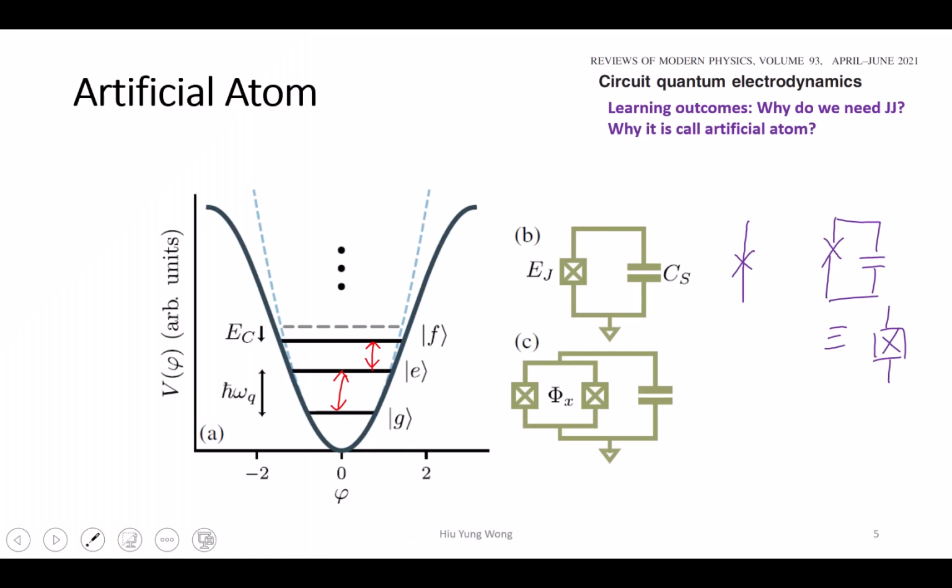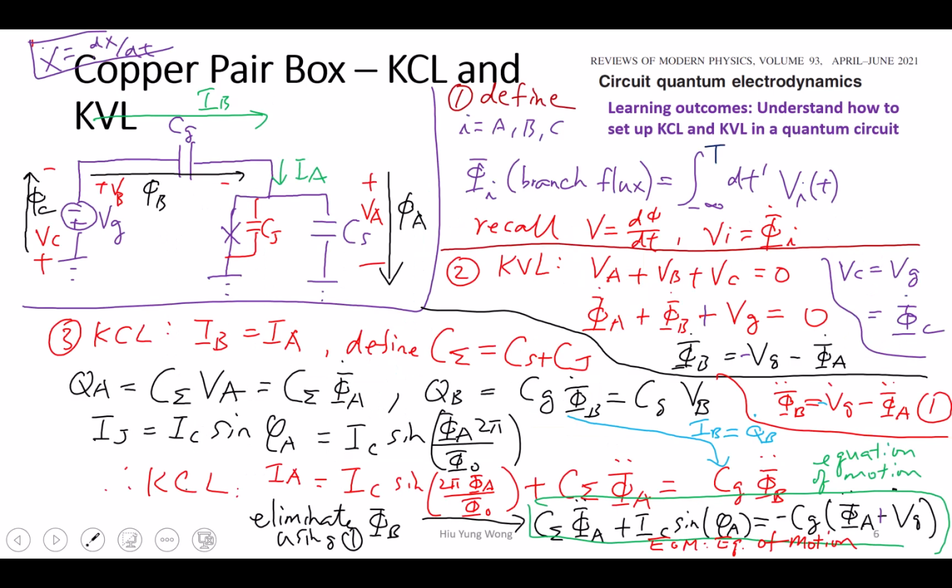So we talk about this Cooper pair circuit, right? We start doing the quantization. First of all, what did we do? We define the flux in each branch. We use this definition, which is very familiar to you, V equal to dΦ/dt, right? Then we equate the KVL. So for the direction I made, it has to be VC plus VB plus VA equals 0, right?